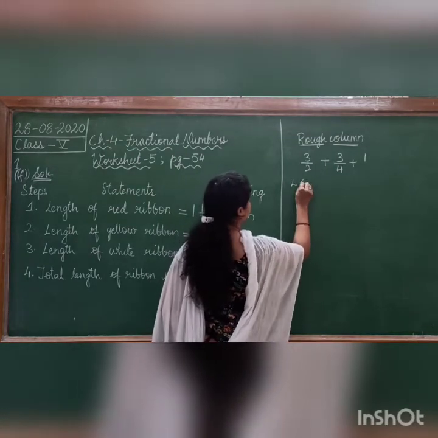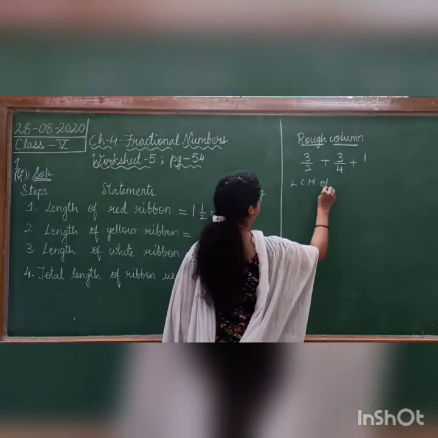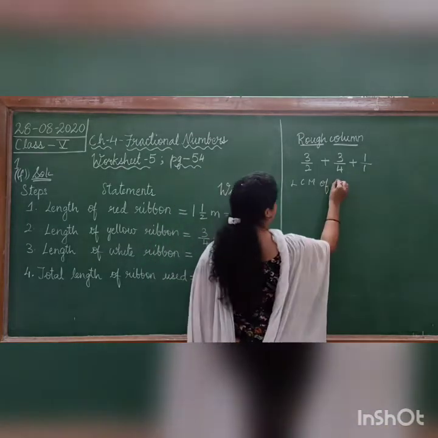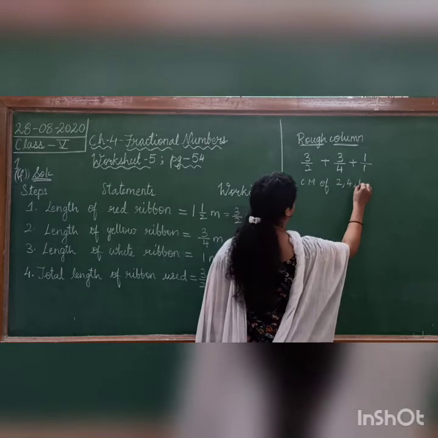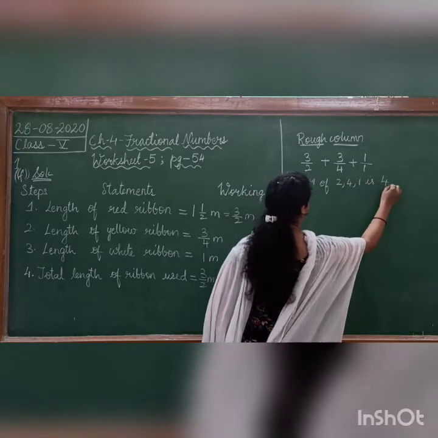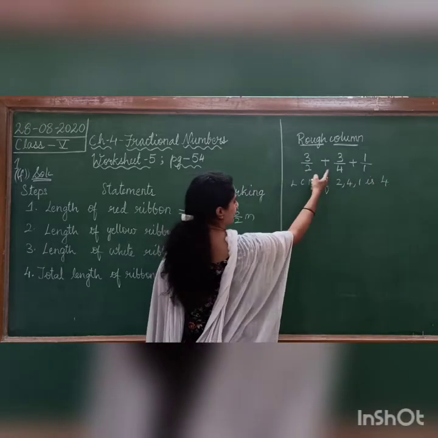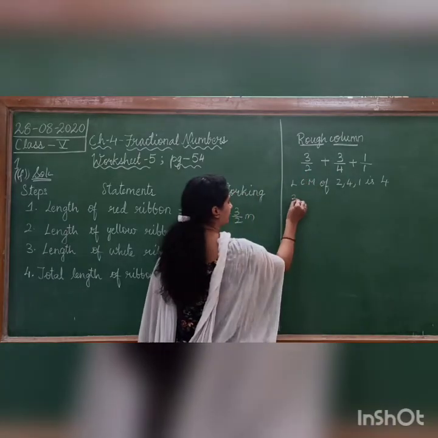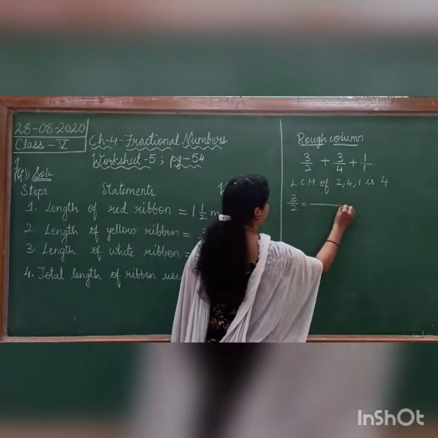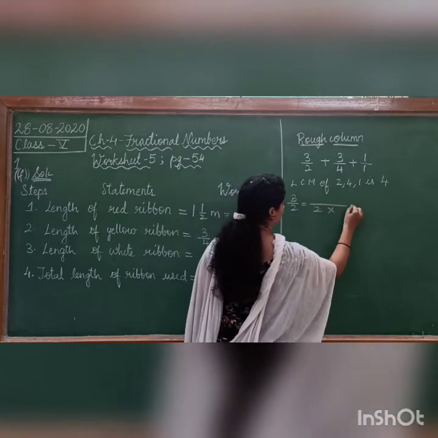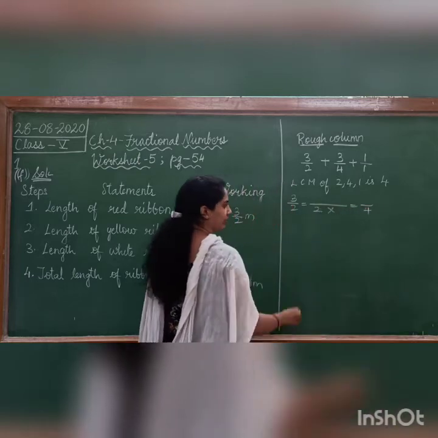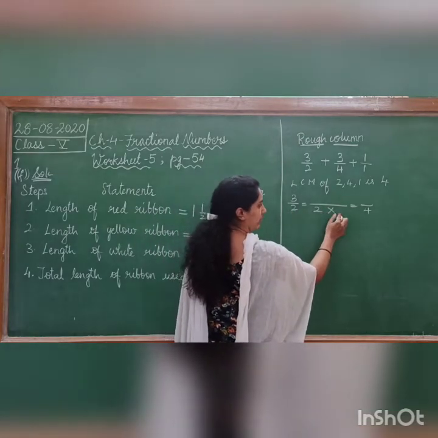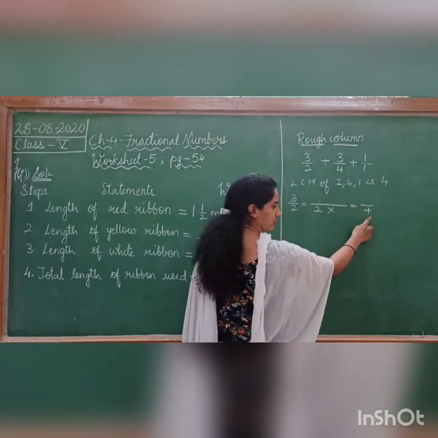Now LCM of 2, 4 and 1, can I write it 1 by 1? Yes. LCM of 2, 4 and 1 is 4. Convert all the denominators as 4. That means convert them into like fractions. 3 by 2 when converted, 2 into what is equal to 4? We have to convert the denominator. So look at the denominator and multiply it with some number so that it becomes 4.